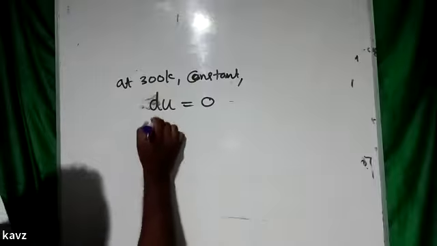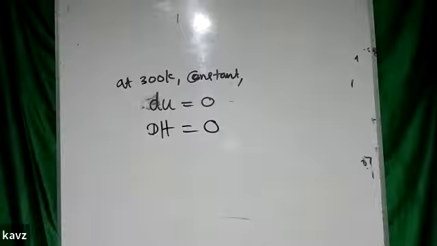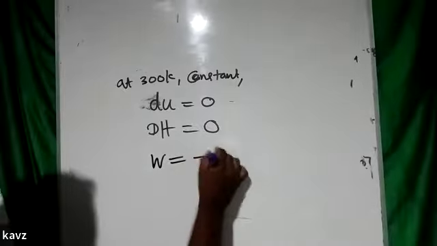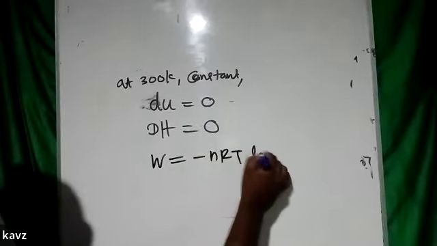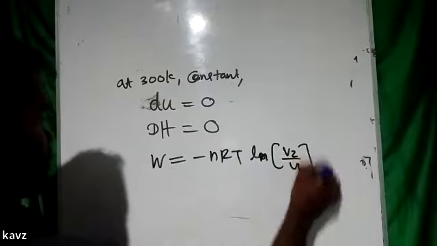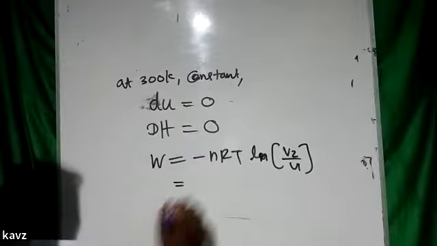And the dH is also zero. Why? Because, then work done reversibly is nRT ln V2 divided by V1. So we don't know about ln. We have to use logs.